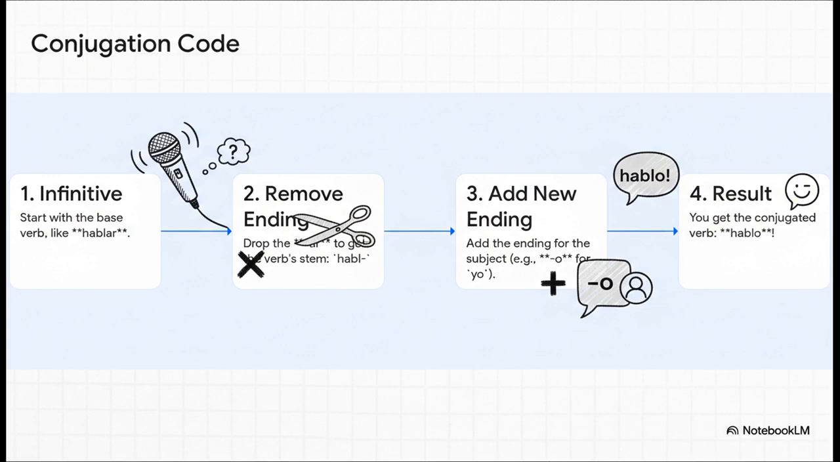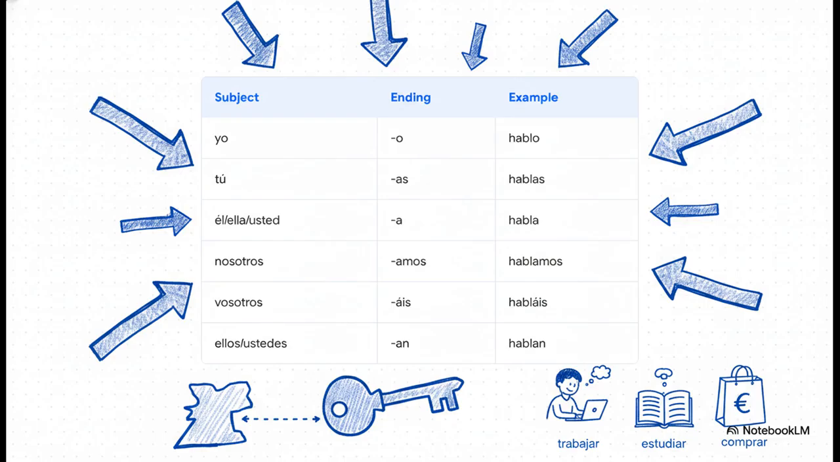Step 1, grab your verb. Let's use hablar, which means to speak. Step 2, just chop off that AR at the end. That leaves you with the stem habl, H-A-B-L. And finally, step 3, slap on the new ending that matches your subject. For I, yo, that ending is o. Put them together and voila, you get hablo. I speak. See? Easy.